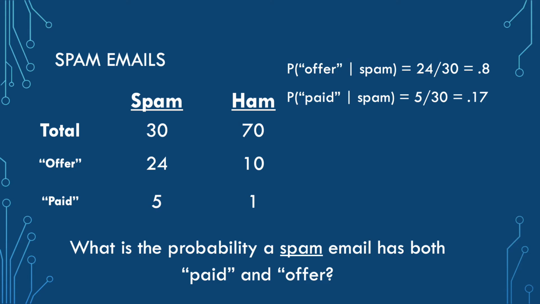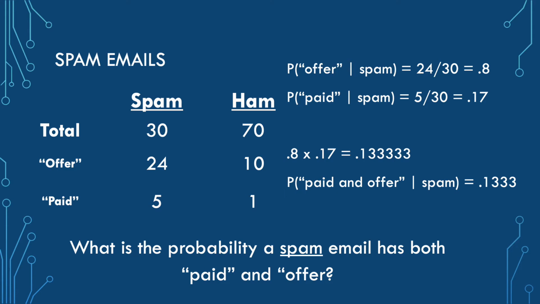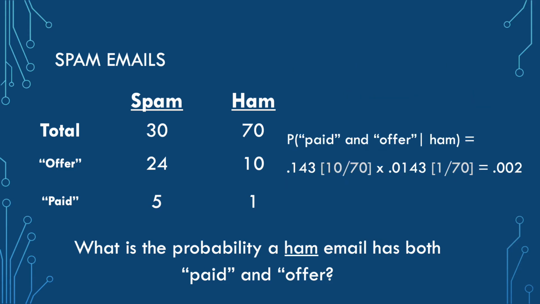So, the likelihood of both of these events happening at the same time is simply the probabilities multiplied together. So 0.8 times 0.17 is 0.13 repeating. That is, in terms of probability expressions, the probability of paid and offer appearing, given that we know it is spam, is 0.13 repeating. We can do the same thing for ham emails, where the probability of a known ham email containing both paid and offer ends up being 0.002, a very low probability.